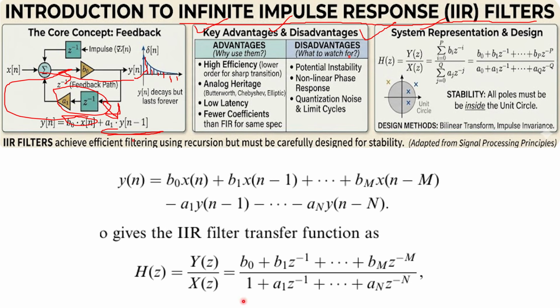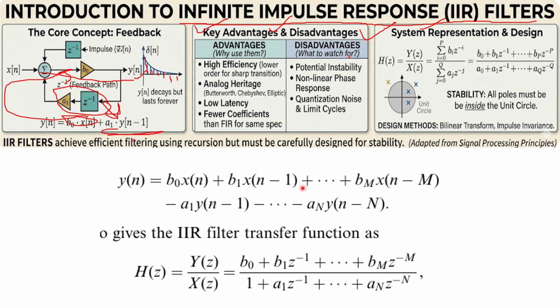So here is the summary of your H(z), that is equal to Y(z) by X(z). You can remember these are the coefficients, right? For the IIR transfer function, the condition is that y(n) is equal to b0 x(n) plus b1 x(n minus 1), and so on.